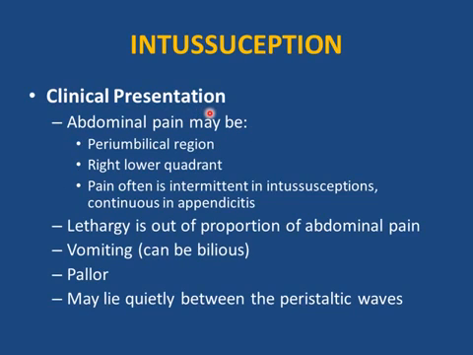Clinical presentation of intussusception. Abdominal pain. The abdominal pain may be periumbilical, may be in the right lower quadrant region. The pain is often intermittent, comes and goes, but the continuous pain is unique about appendicitis.